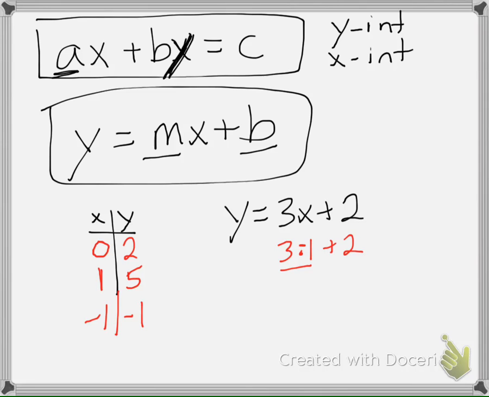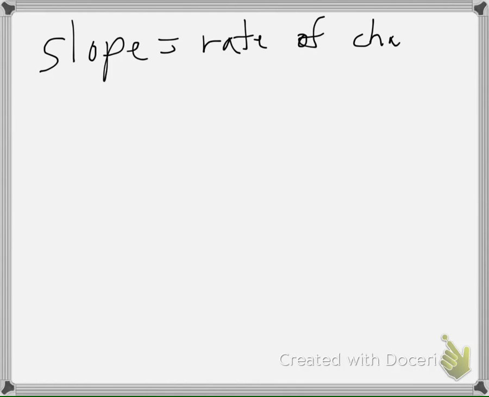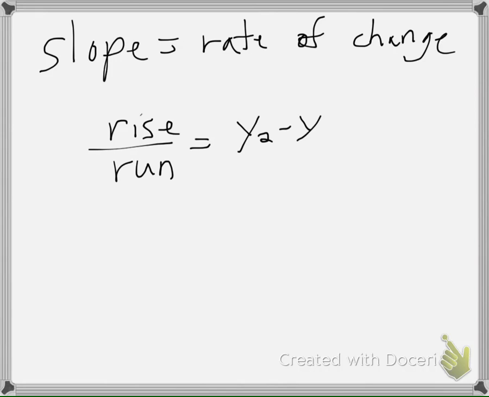8.4, 8.5, 8.6 are all rate of change or slope. Here are the things you need to know about slope. Slope is the same thing as rate of change. You need to know that slope is rise over run, which also translates to the difference in the y values divided by the difference in the x values.